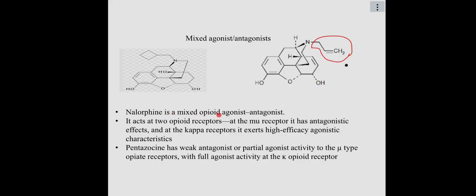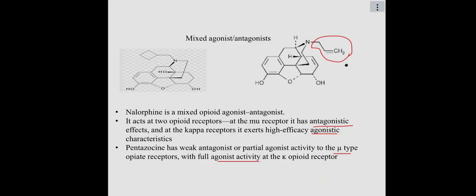So nalbuphine is a mixed opioid agonist antagonist. It acts at 2 opioid receptors, the mu receptor. As I told you, they can have either agonist or antagonist activity. It has antagonist activity at the mu receptor, and at the kappa receptor, it has high agonist activity. So you can see mu antagonist, kappa agonist. Pentazocine also has weak antagonist or partial agonist activity at the mu opioid receptors, with full agonist activity at the kappa opioid receptor.